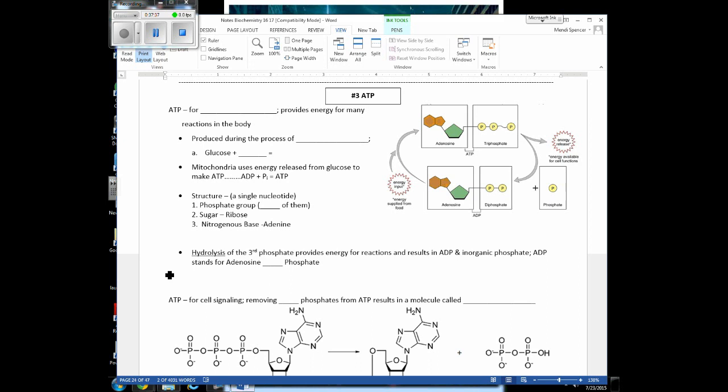So we already hit DNA, there's RNA, and now we're going to look at ATP. And ATP is used for energy in cells. When cells need energy, then they can break down ATP, and it releases some of that energy that that cell can use. Now, ATP is produced through that process of respiration.